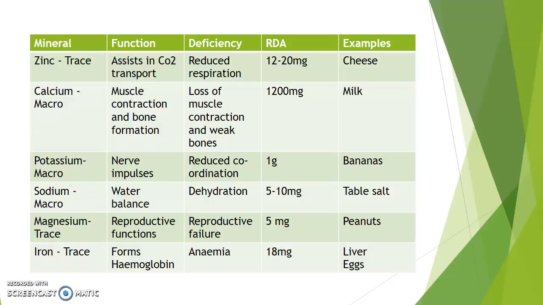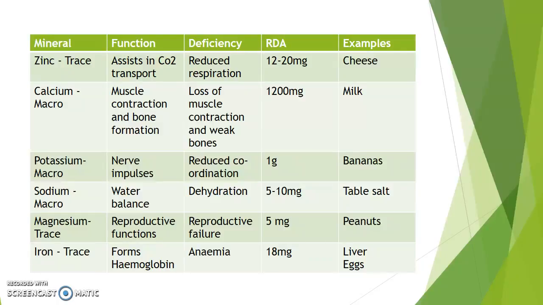Potassium is a macro mineral, and it's key for nerve impulses, and without it you can get reduced coordination. The recommended daily intake is 1 gram, and it can be found in bananas. Sodium is also a macro mineral, and it helps with water balance, but without it, it can cause dehydration. This is very important for marathon runners. They need to be able to take in as much sodium as they need so they don't get dehydrated whilst running longer than 90 minutes. The recommended daily intake is 5 to 10 milligrams, and it can be found in table salt.